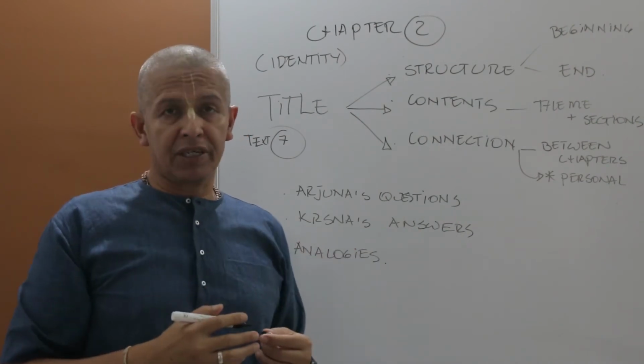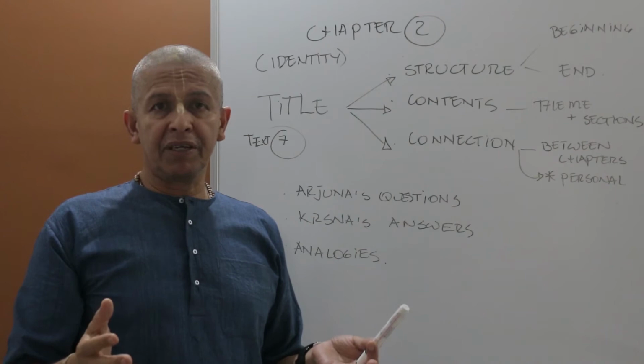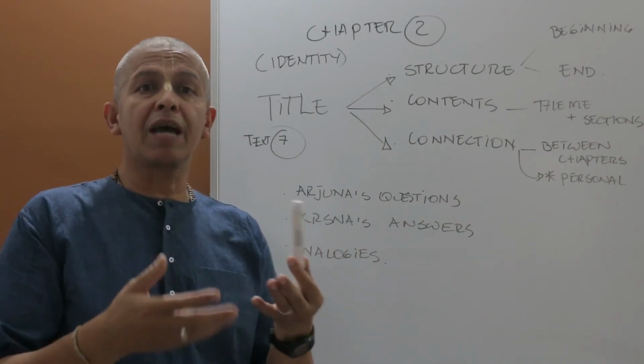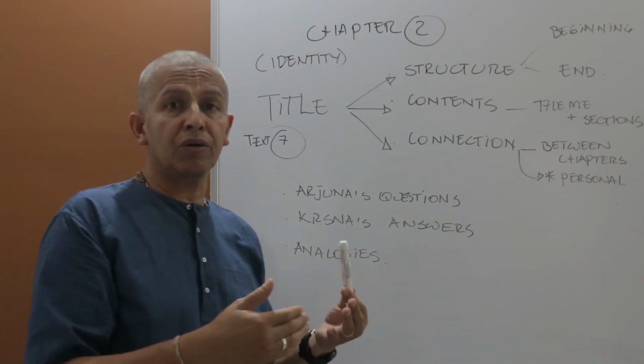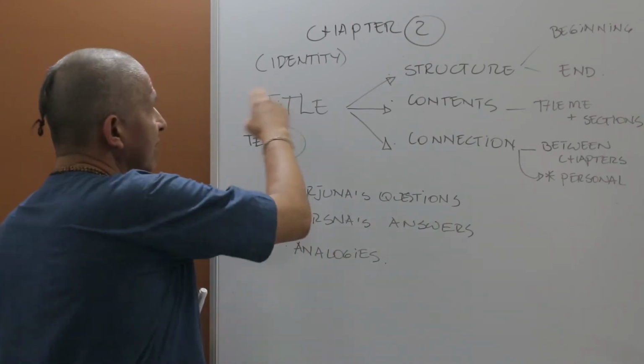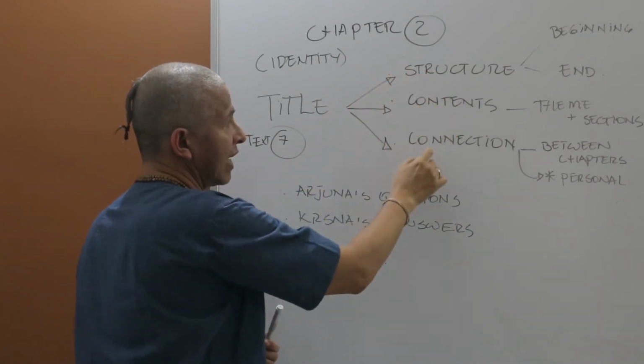Arjuna is asking Krishna for help. I don't know what to do. I don't know what's best for me. Please instruct me. Help me. I am a surrendered soul. I'm a disciple of yours. Please let me know. What should I do? So, we have this format, structure, contents, and connection.